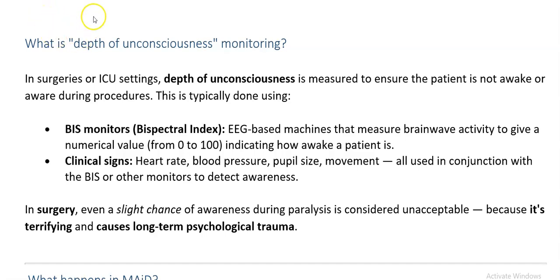So what is depth of unconsciousness monitoring? In surgeries or ICU settings, depth of unconsciousness is measured to ensure the patient is not awake or aware during procedures. This is typically done using BIS monitors, bispectral index, EEG-based machines that measure brainwave activity to give a numerical value from 0 to 100, indicating how awake a patient is, or clinical signs, heart rate, blood pressure, pupil size, movement, all used in conjunction with the BIS or other monitors to detect awareness.